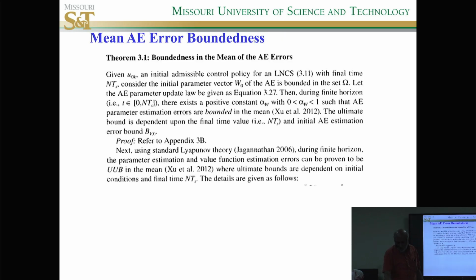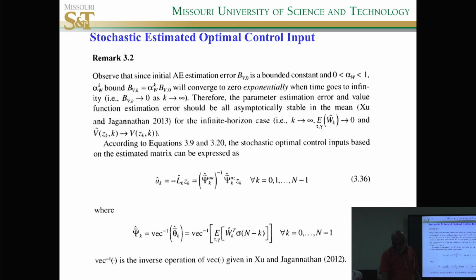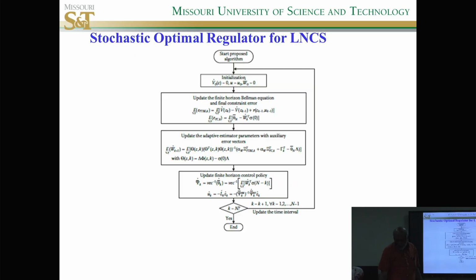So everything now is mean, AE error, boundedness, and so forth. Because remember, we studied in the morning, asymptotically stable becomes asymptotically stable in the mean. And that's what we are doing. Okay. And then you show the optimal control input, the same equation. You see that the inverse of that multiplied by the other term times the ZK. That becomes the UK hat.